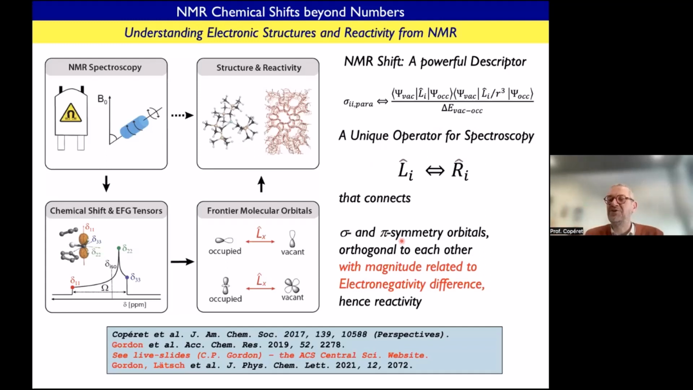And if you relate back to your undergraduate days, you should immediately see that if you understand sigma and pi symmetry orbitals, you understand reactivity. So again, my purpose today is to show this relation between sigma and pi star, pi and sigma star, and how you can actually understand electronic structure.